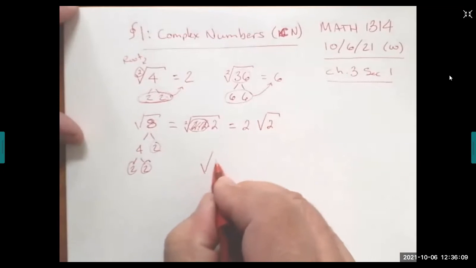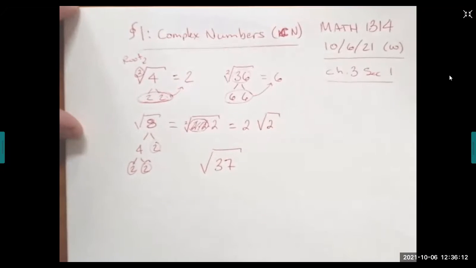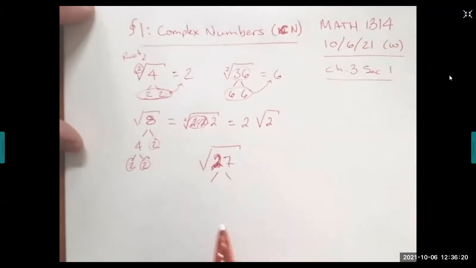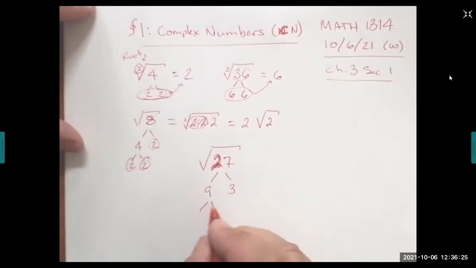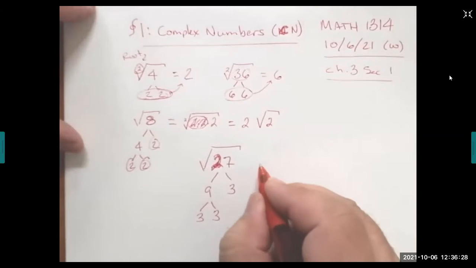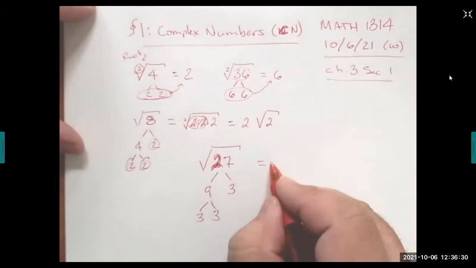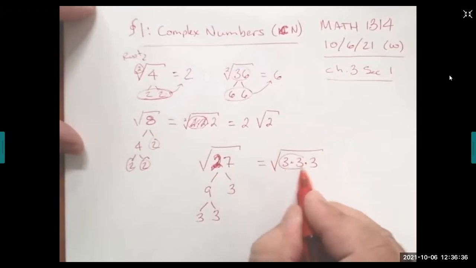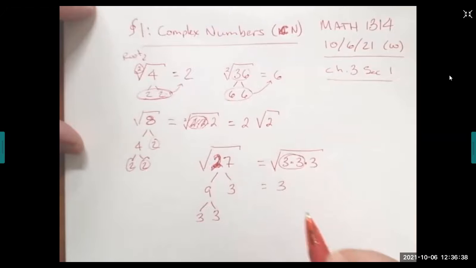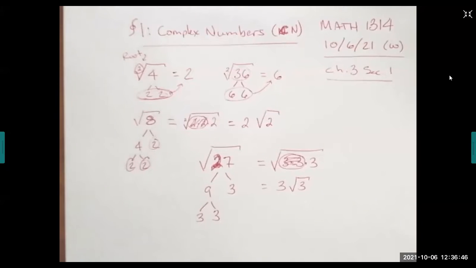Likewise, 37. Not 37, 27. Let's do 27. 27 is made up of what? 9 times 3. 3 times 3. So 27 is 3 times 3 times 3. There's 2 of a kind, so it comes out in front. Whatever's left stays inside. So that's how we simplify radicals.